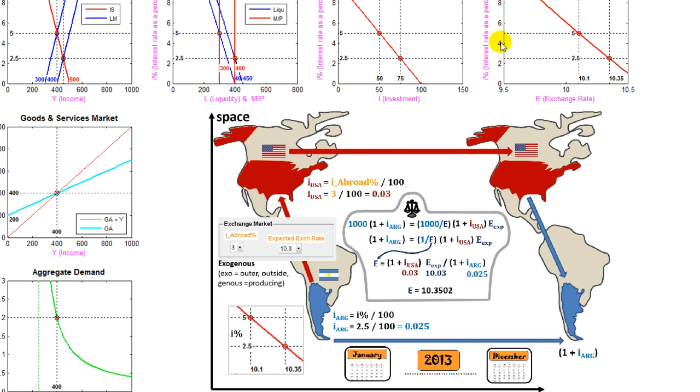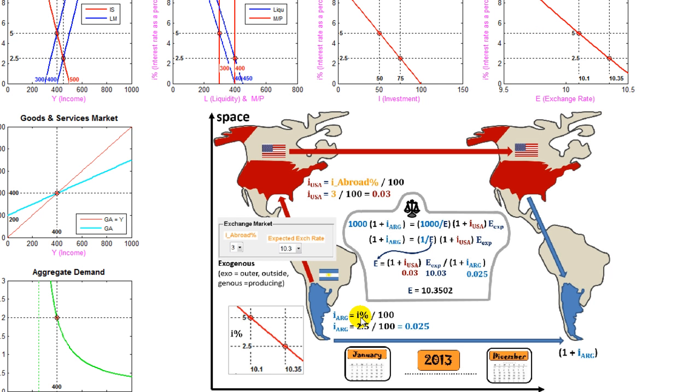Then when interest rate goes down, the exchange rate goes up. Now let's understand why it passes from 10.1 to 10.35. These values don't change because they are exogenous, but this interest rate in Argentina varies because this is an endogenous variable. So interest rate in Argentina goes from 5% to 2.5%.